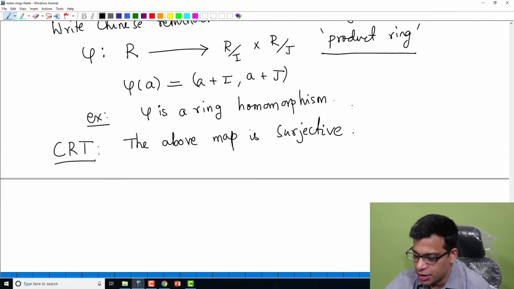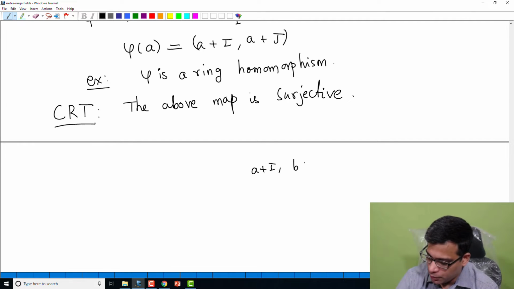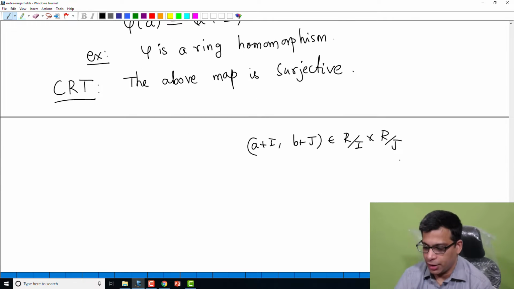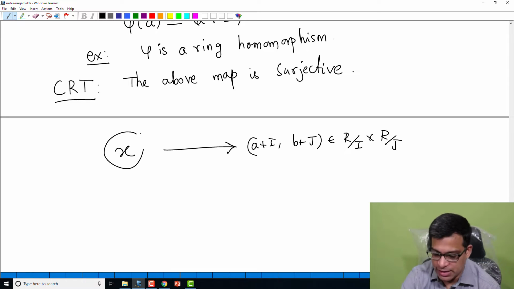The above map is surjective, which is not clear a priori because you are taking the map from R to R mod I cross R mod J, which sends A to A plus I, A plus J. In general, to be surjective, you take an arbitrary element of the product, right? So this is in R mod I cross R mod J. In order to be surjective, there must be an element x which maps to that. What is this x?